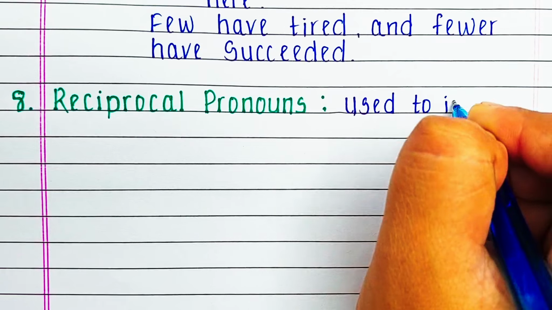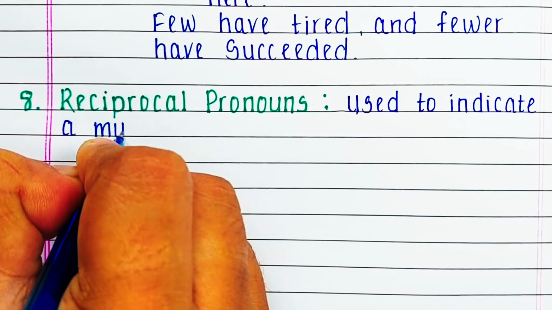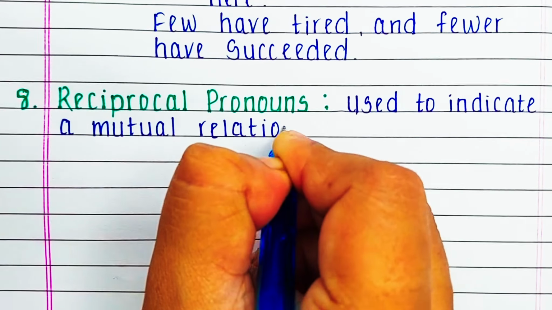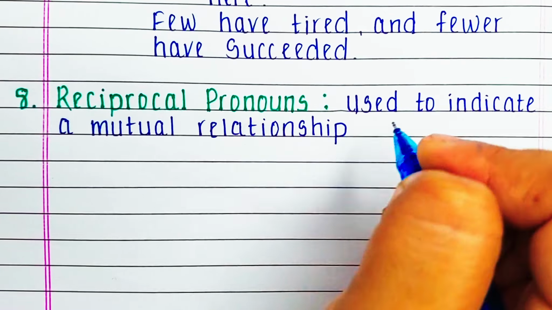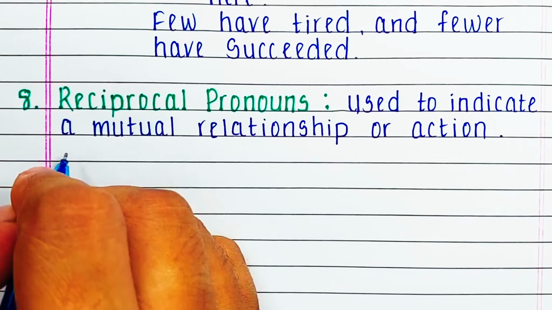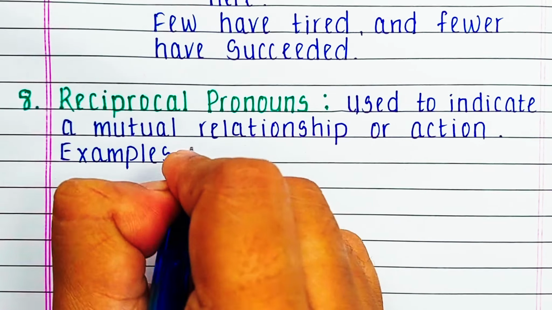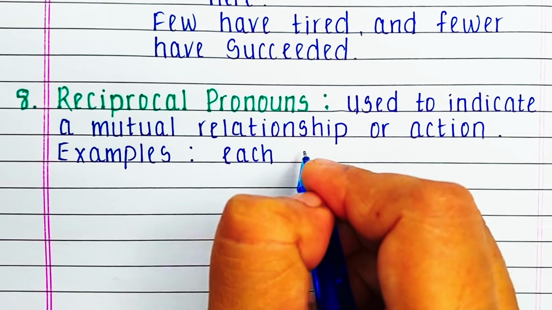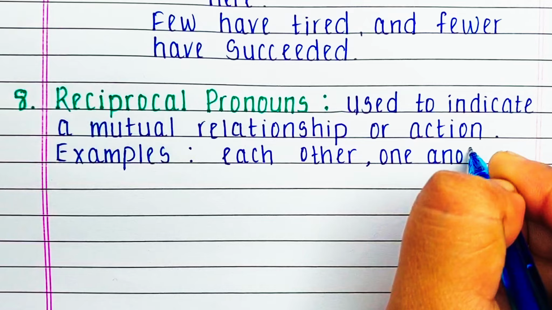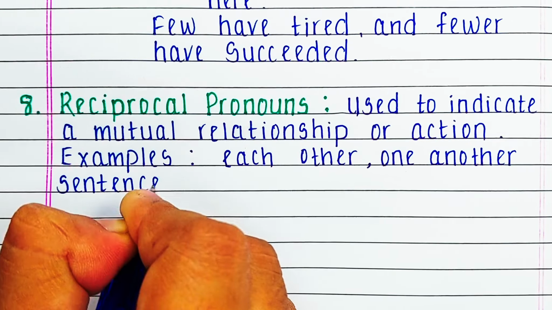The last type of pronoun is reciprocal pronouns. Reciprocal pronouns are used to indicate a mutual relationship or action. For example, each other, one another, etc. Let's understand this with the help of examples.